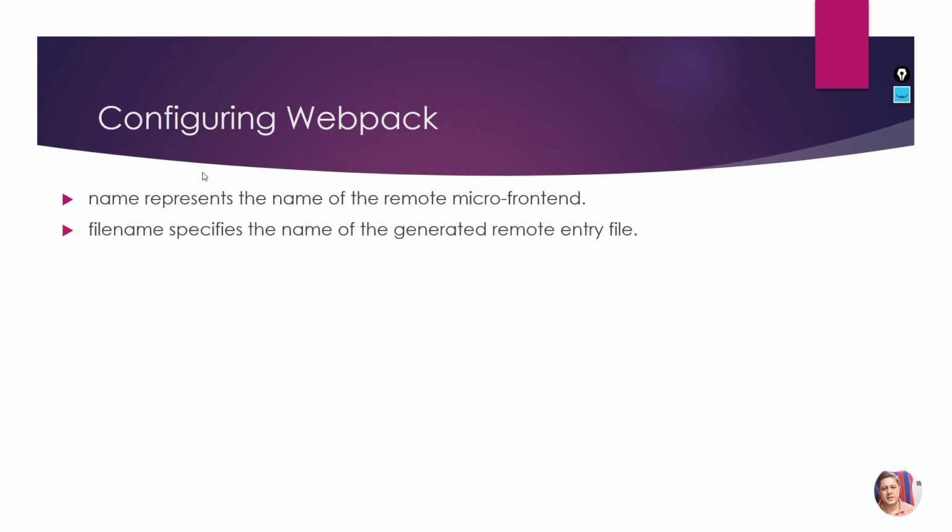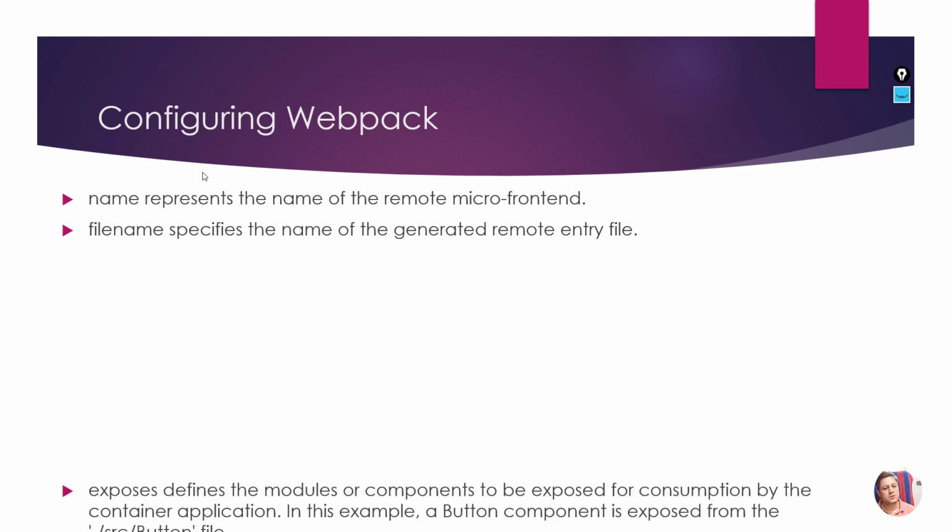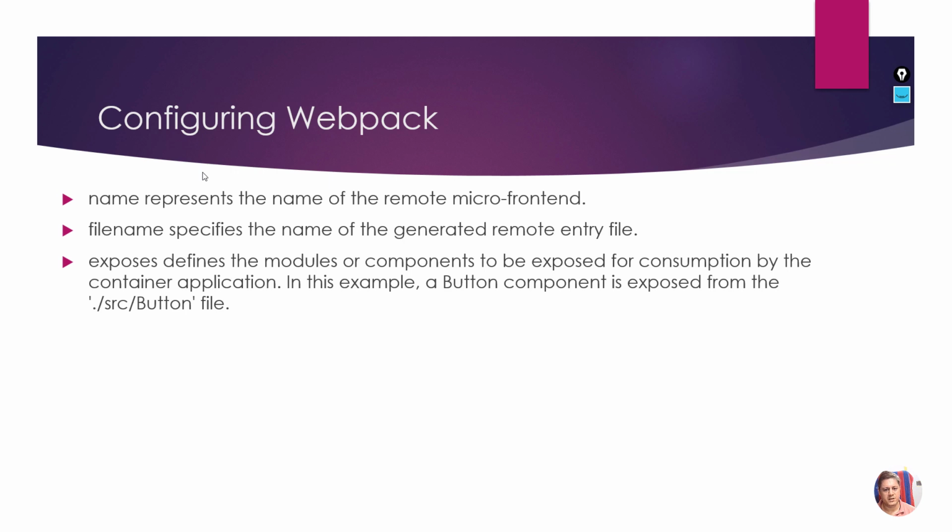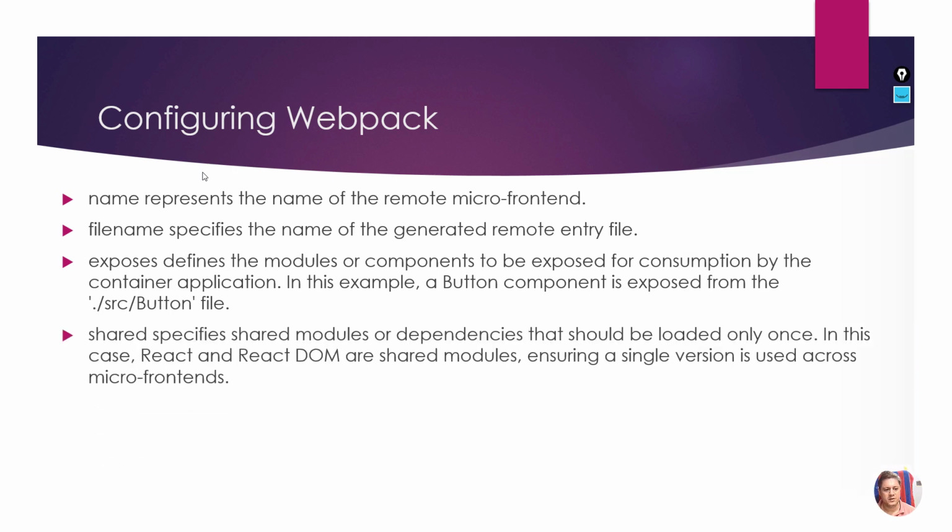So name represents the name of the remote micro frontend. Filename specifies the name of the generated remote entry file. You can change anything, like the name or the remote entry file. And exposes is very important. You can have one or more different components, so don't worry that you can only share one component. You can share as many components as you want.